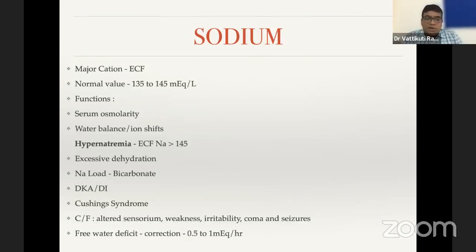If you look at the clinical features, the patient can present with altered sensorium, weakness, irritability, sometimes with coma and seizures. So ideally, if you want to correct the hypernatremia, obviously you have to calculate the free water deficit, and you should not correct it very rapidly. You have to correct it at 0.5 to 1 milliequivalent per hour, or at a range of around 8 to 10 milliequivalents per day.